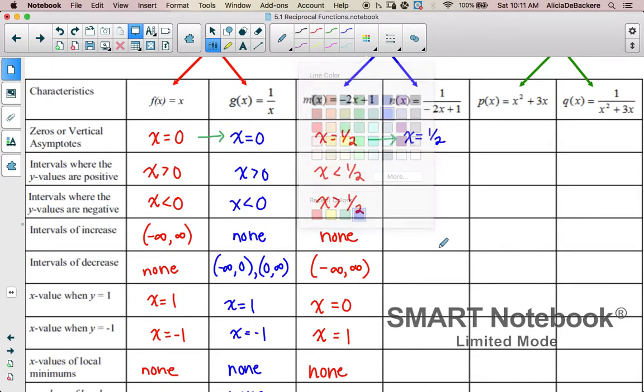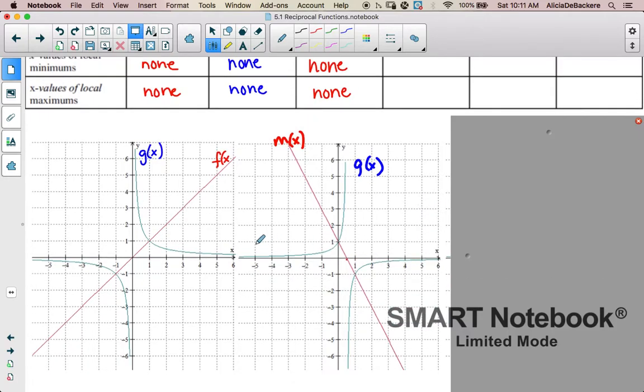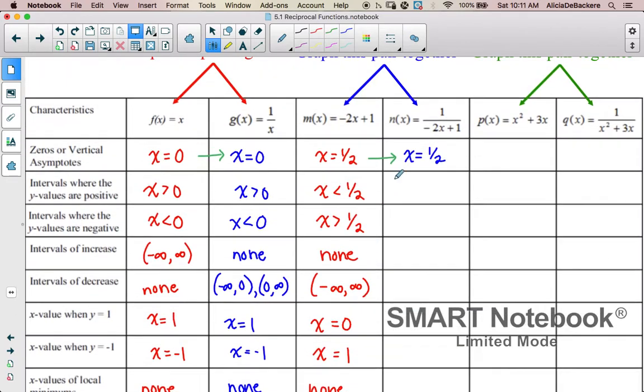Okay, next up we're going to look at the y values being positive or negative. Again, here the y values of the blue graph are positive or above the x-axis at the same time as the red graph, and then the y values are negative or below the x-axis at the same time as the red graph. So I'm also seeing that connection there.